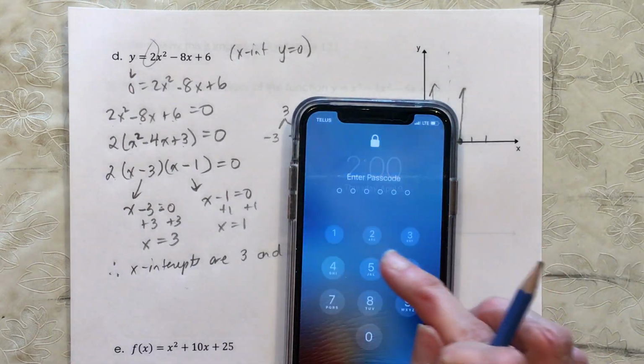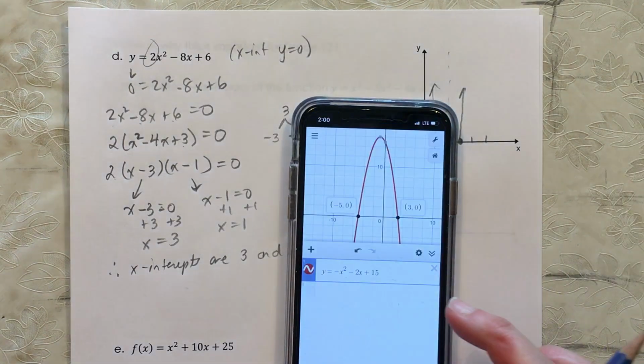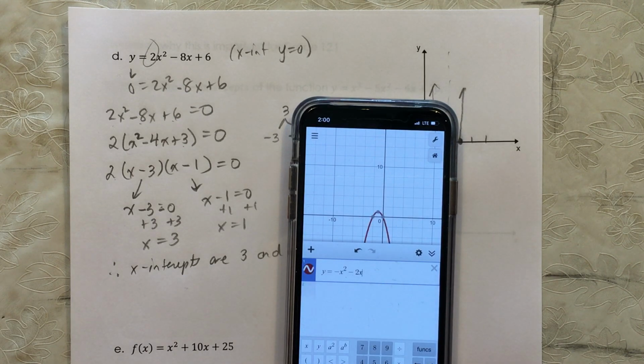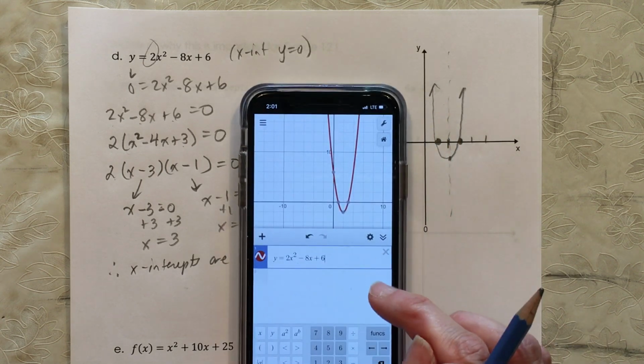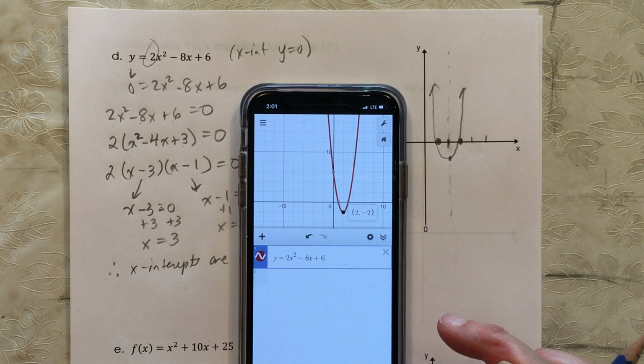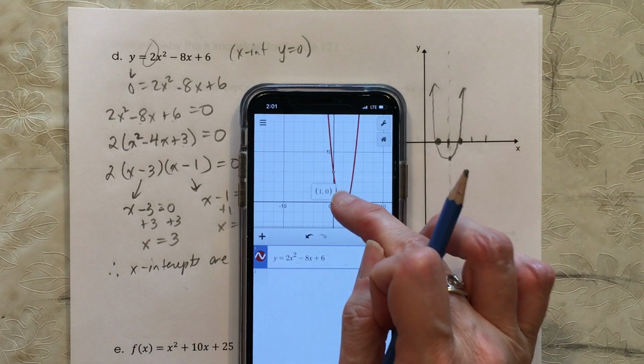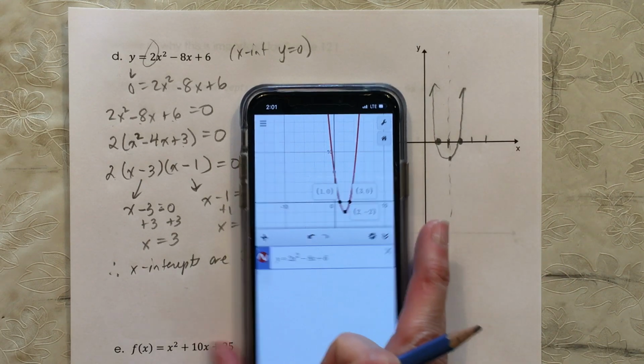We can come back to Desmos, type it in, check our answer. y equals 2x squared minus 8x plus 6. And there we go. We've got our vertex at 2, -2, an x-intercept at 1, 0, and an x-intercept at 3, 0.